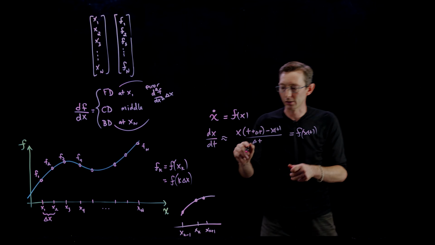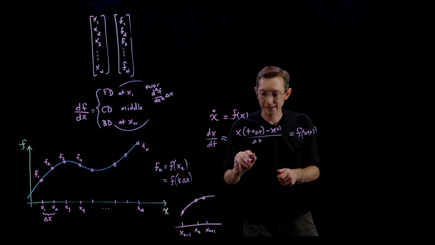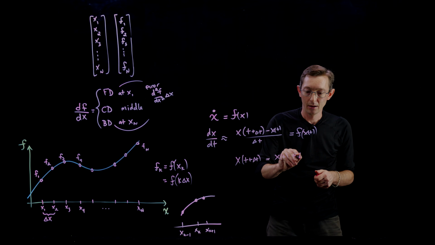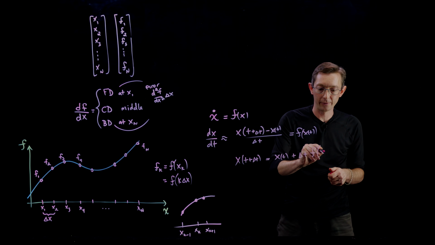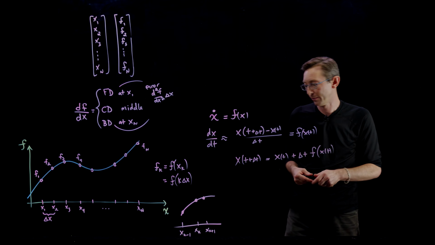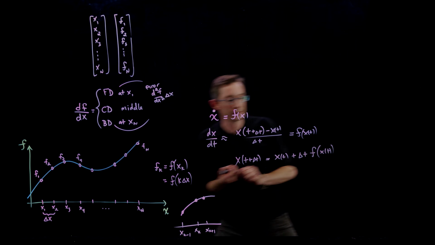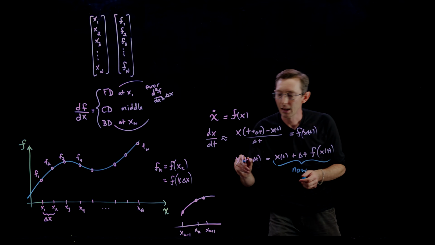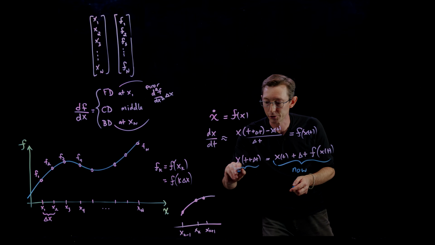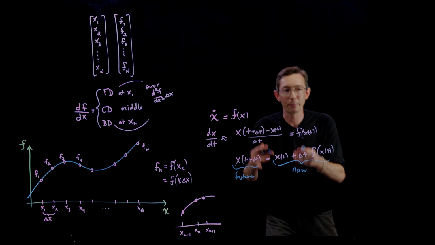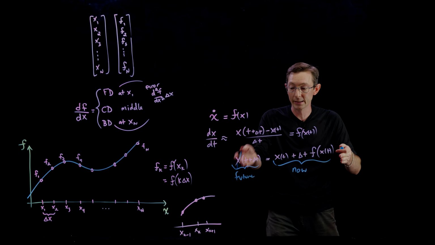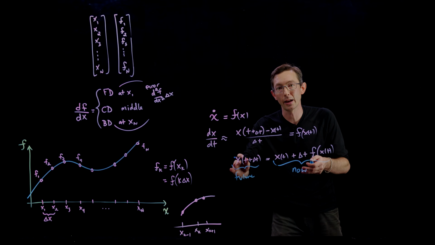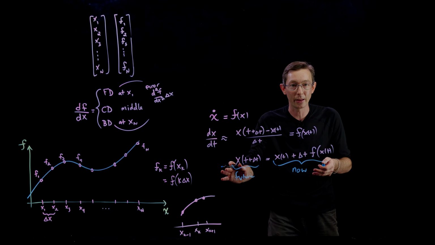And I could rearrange all of this and get an update rule. x at my next time step is equal to x at my current time step plus delta t times my function evaluated at x at my current time step. So this is all based on information I have now, and this is my state in the future. So you can basically step your system forward into the future one time step. Then once you have that, you can plug that in here, and you can step it forward another time step, and plug that in, and step it forward another time step.